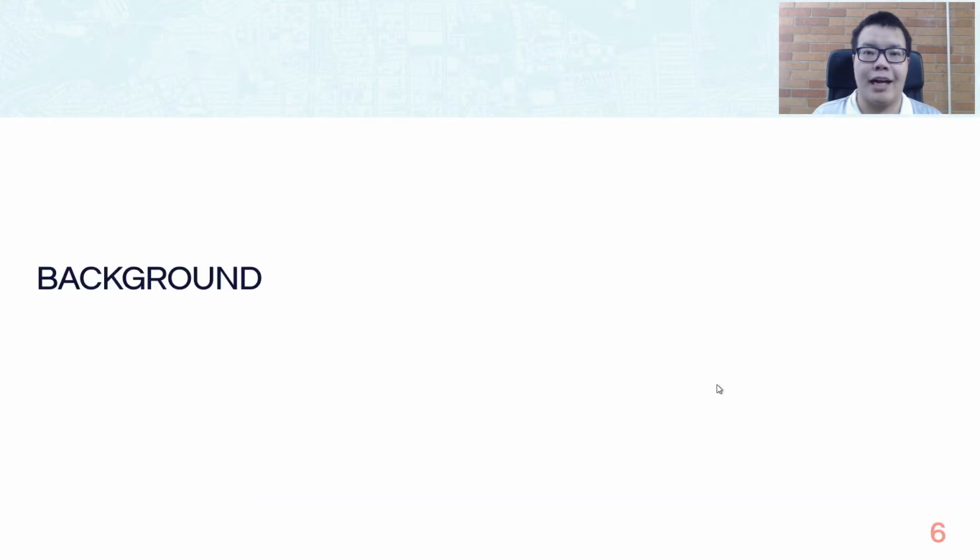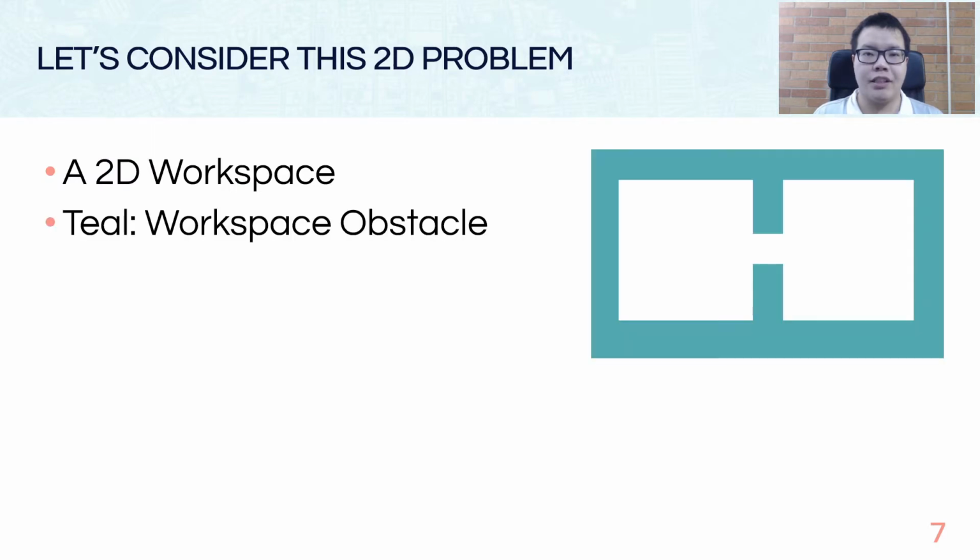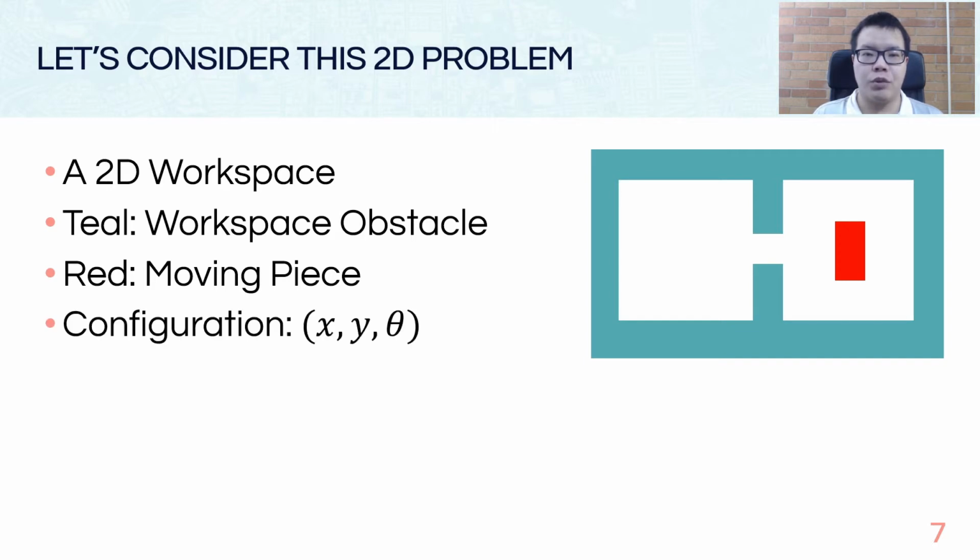But before we start, we need a little bit of background. Let's consider this 2D problem. We have a 2D workspace and a workspace obstacle shown as teal on the right-hand side, as well as a moving piece shown as red. To describe the configuration of the red piece, we need three numbers, x, y, and theta. X, y for translation, and theta for rotation.